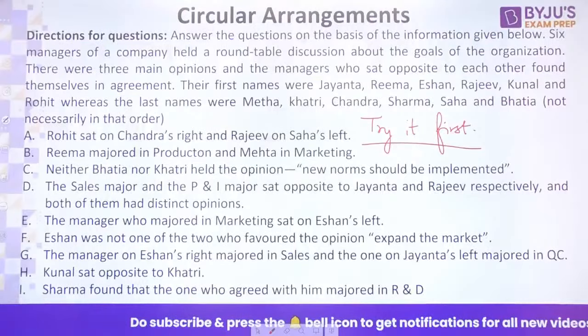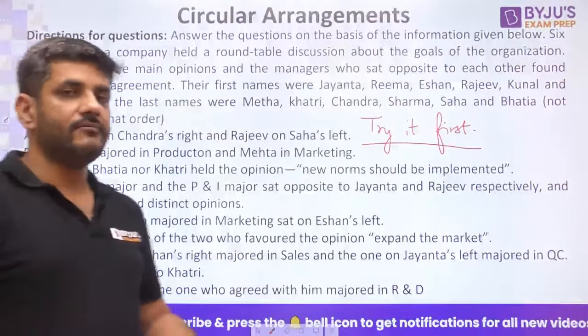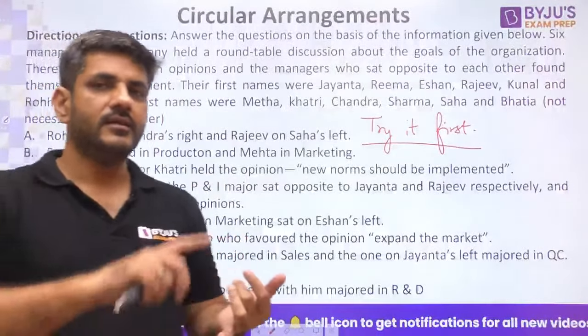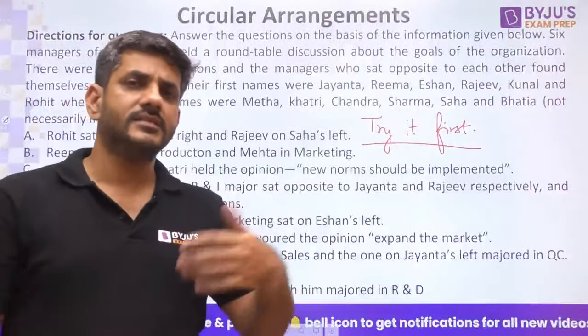And after that, when I start looking at this information, Rohit sat on Chandra's right, Rajiv on Saha's left, Reema majored in production and Mehta in marketing. So that means now this also becomes important. In what did they major? So basically now I have to figure out what is the surname of the person, if there is any person.